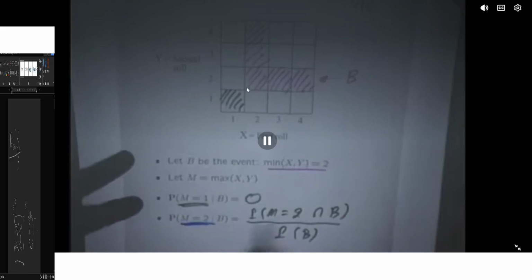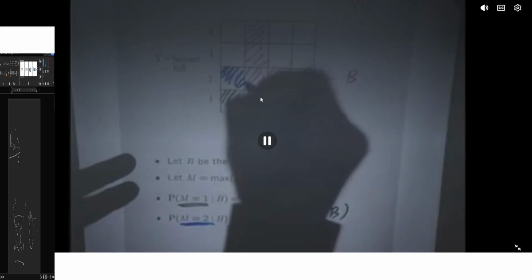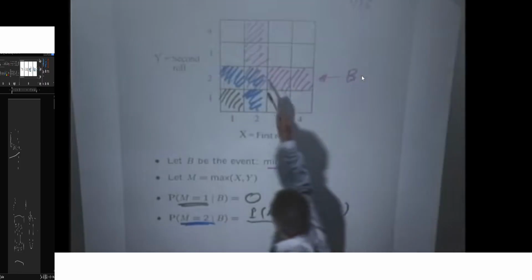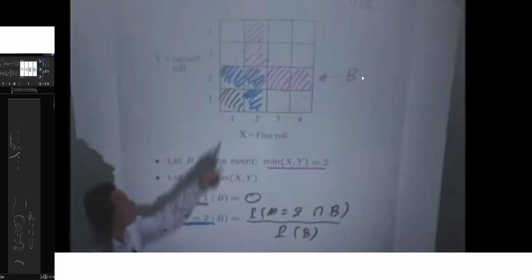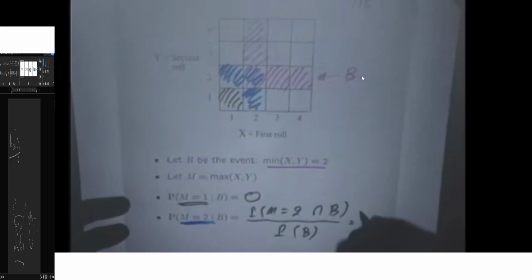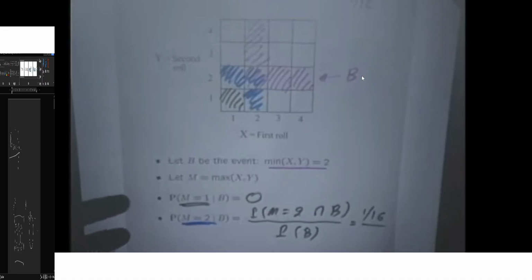Let's draw it. This is going to be the blue event. The maximum is equal to 2 if we get any of those blue points. So the intersection of the two events is the intersection of the red event and the blue event. There's only one point in their intersection. So the probability of that intersection happening is 1 over 16. That's the numerator. How about the denominator? The event B consists of 5 elements, each one of which had probability 1 over 16, so that's 5 over 16. And so the answer is 1 over 5.